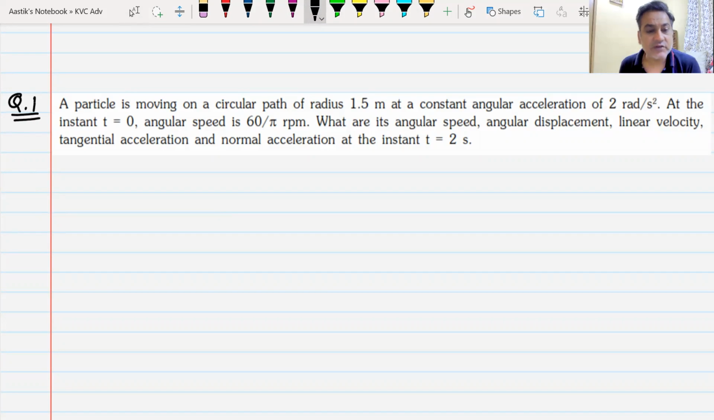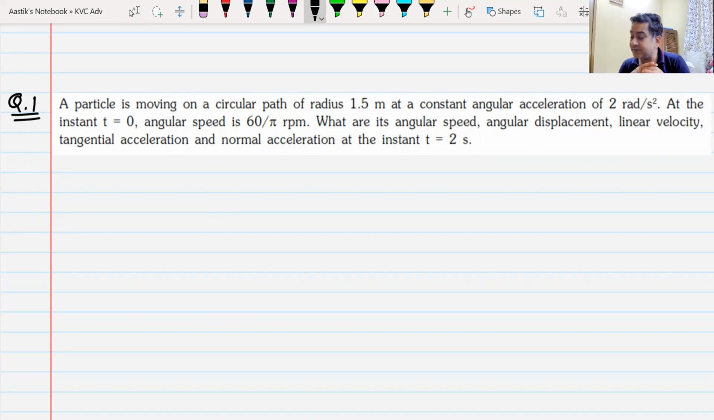A particle is moving on a circular path of radius 1.5 meter at a constant angular acceleration of 2 radians per second square. At the instant t is equal to 0, angular speed is 60 by pi rpm.